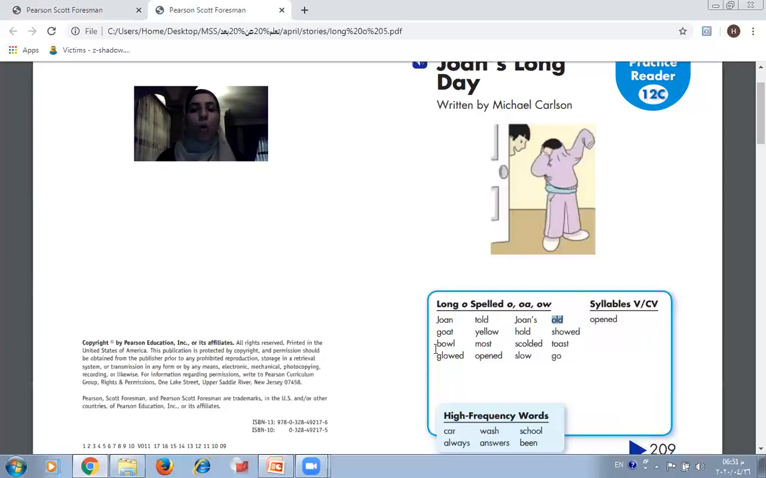Showed, bowl, most, because it's a short word, remember? Scold, scolded, this is a verb in the past. Toast, load, opened, slow, go. So they all have an O sound. Let's start reading.